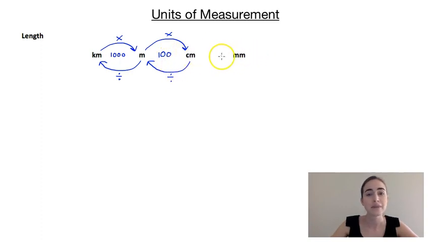And the last one, from centimeters to millimeters, there are 10 millimeters in a centimeter. So if we're converting from centimeters into millimeters, we're going to multiply by 10. And if we're going from millimeters to centimeters, we would divide.